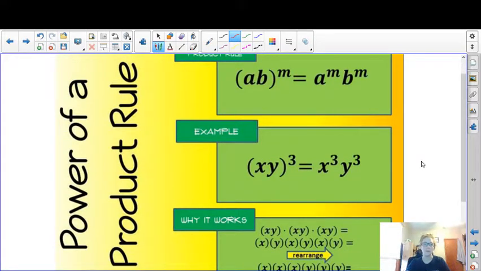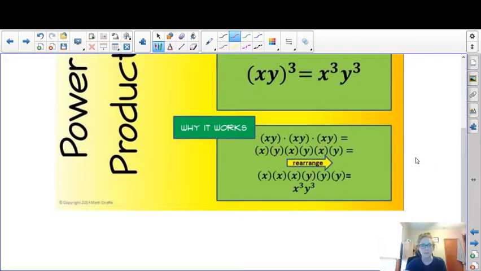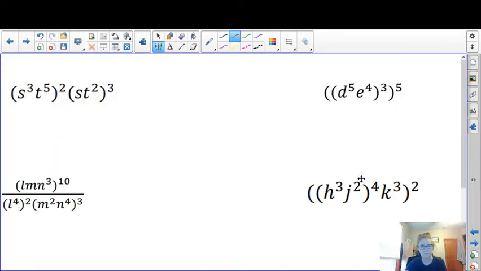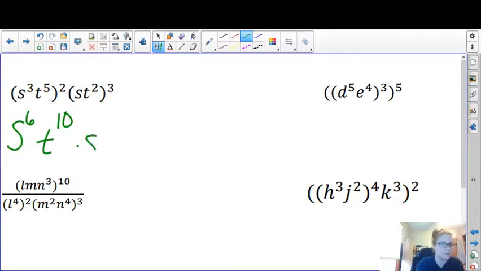Okay, power to a product. If you have 2 things being multiplied inside of a parentheses with the exponent, everything also gets that exponent. We kind of saw that a little bit with the 5 and the 7. So s to the 6th, p to the 10th, times s cubed t to the 6th. So I get s to the 9th, t to the 16th.